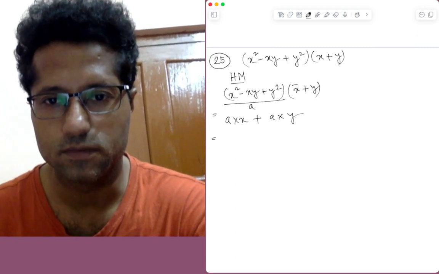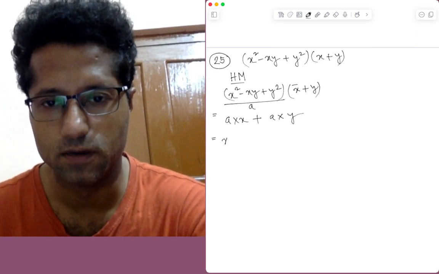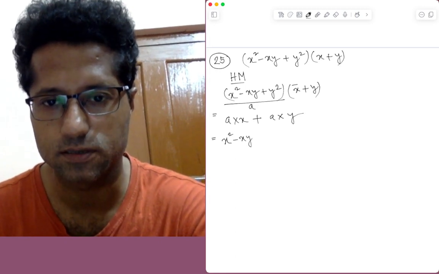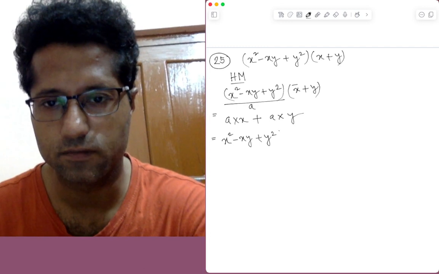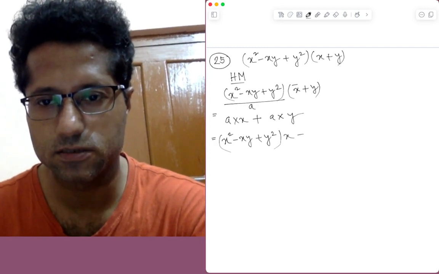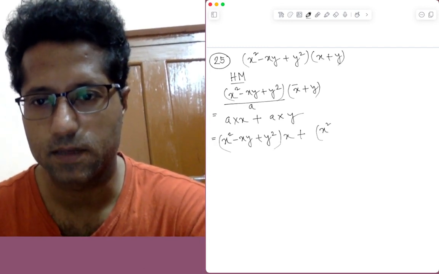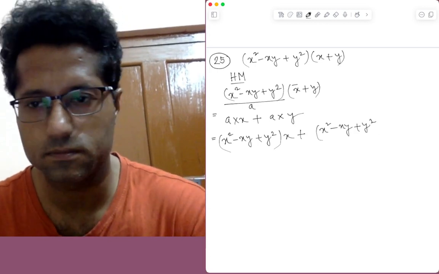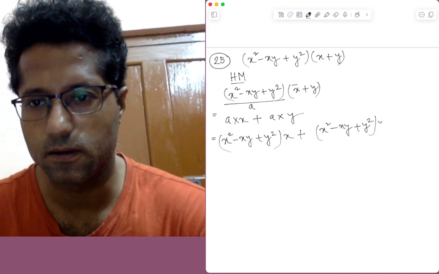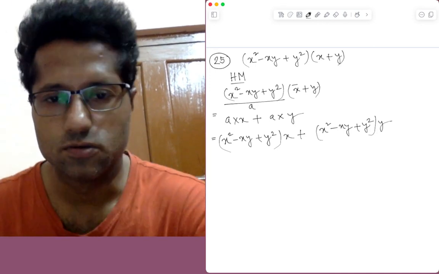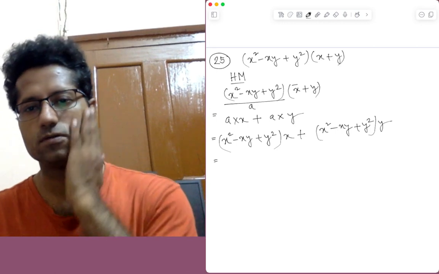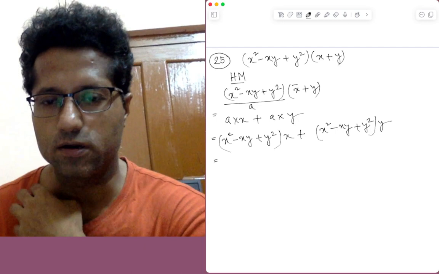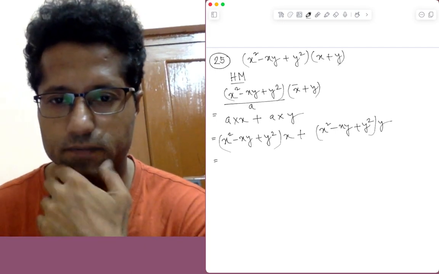So now if I substitute a with the trinomial, this is x square minus xy plus y square into x plus x square minus xy plus y square into y. Now the first expression is a product of a monomial, that is the x, with the trinomial. So we know how to do it.